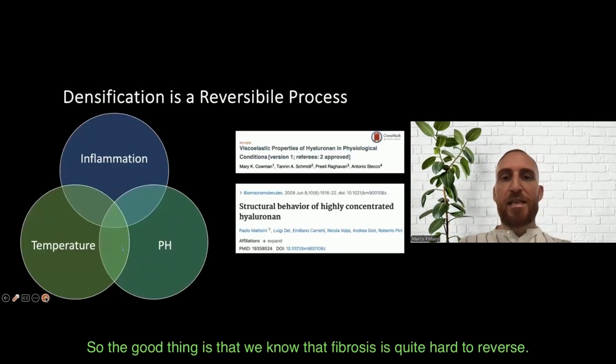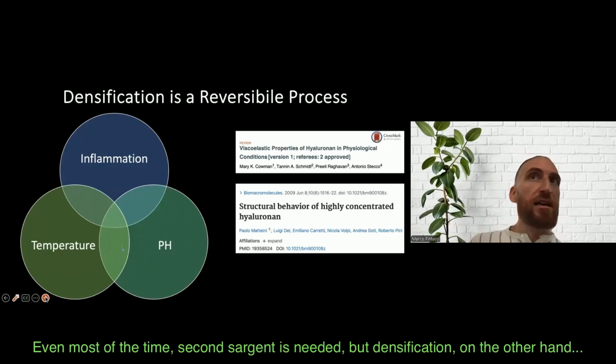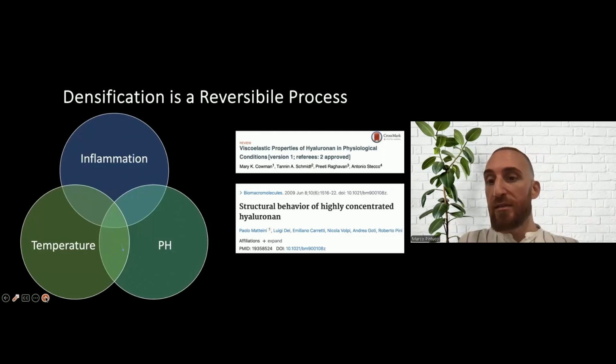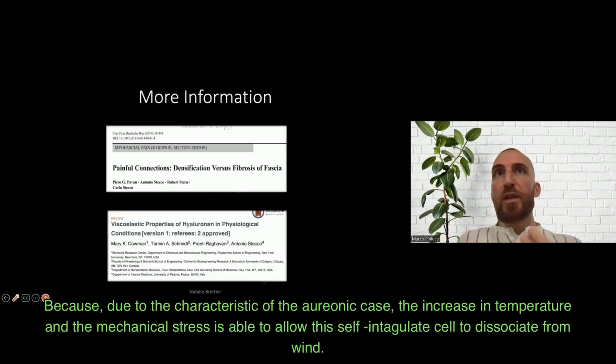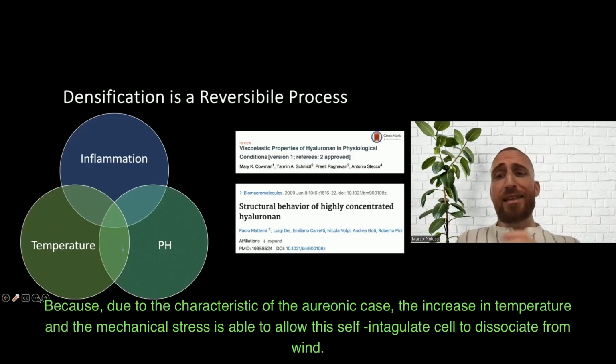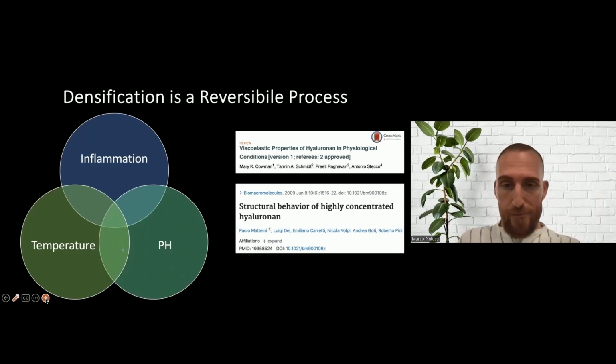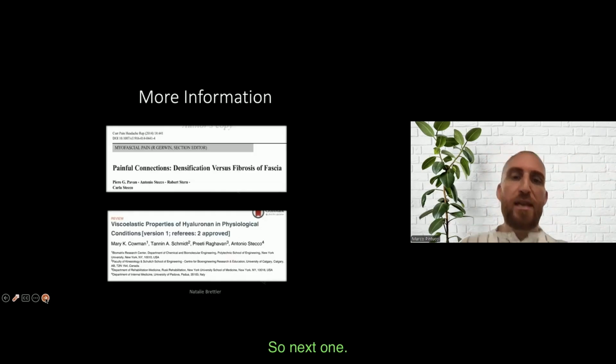Next, Natalie. So the good thing is that we know that fibrosis is quite hard to reverse. Even most of the time, a second surgery is needed. But densification, on the other hand, is quite easy to reverse, even with manual therapy, because, due to the characteristics of hyaluronic acid, the increase in temperature and the mechanical stress is able to allow these self-entangled cells to dissociate, to unbind, and also we are able to remove the excess of hyaluronic acid. So, next one.